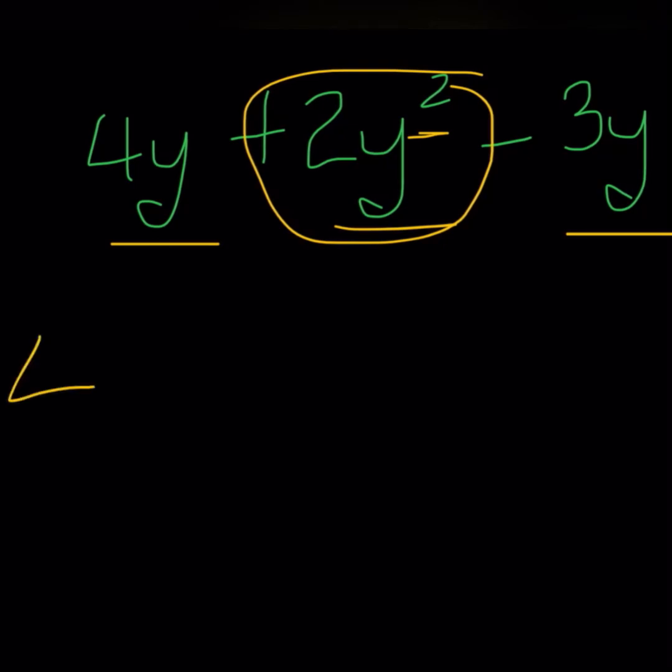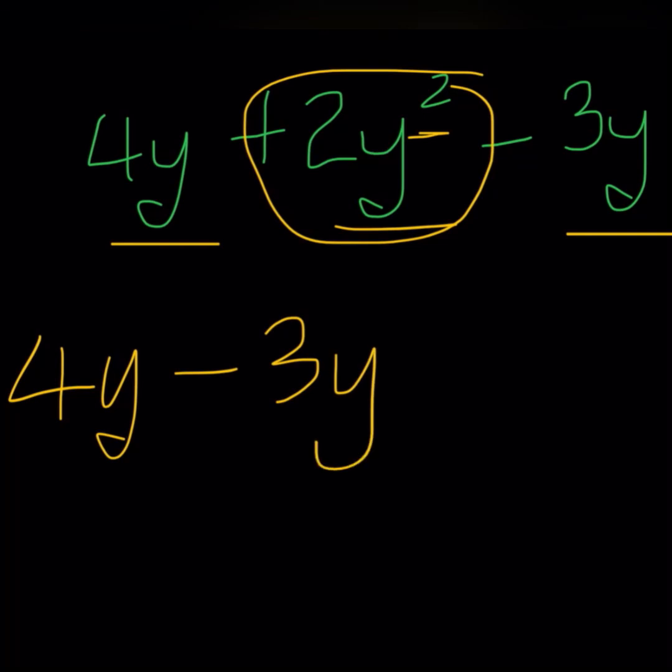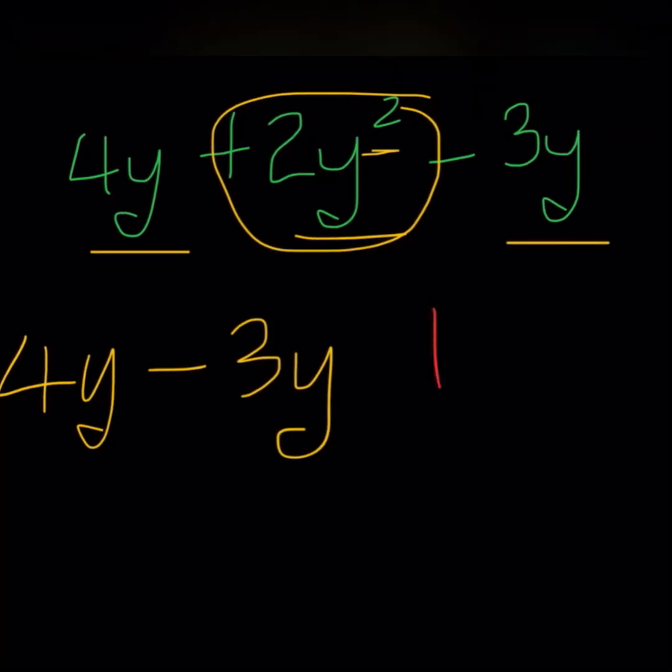So 4y minus 3y are like terms. Then we have plus 2y squared. So even though the variables are y for all the terms, they were not all raised to the same power. So we could not consider the 2y squared like the 3y and the 4y.